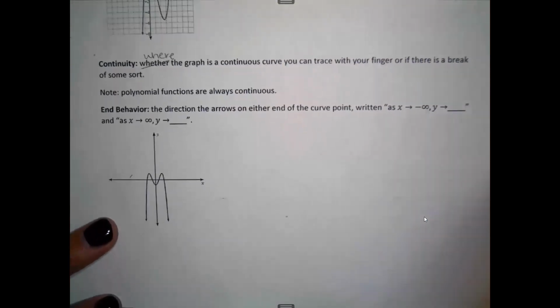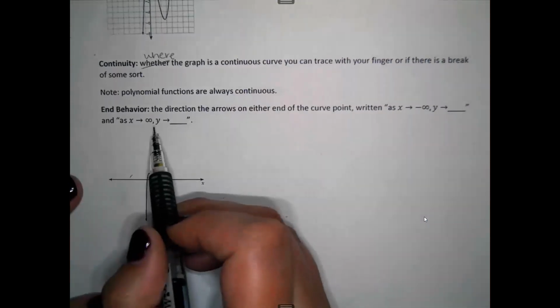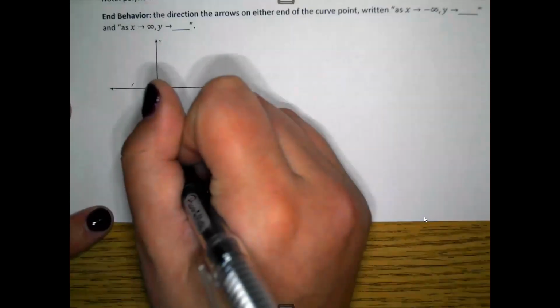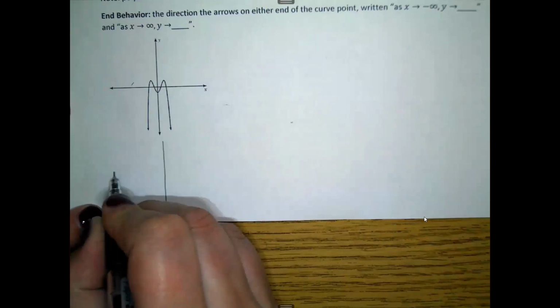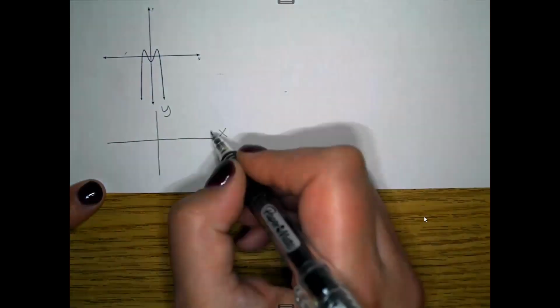All right, last is the end behavior. We're going to be talking about the arrows of the graph. And so I'm going to remind you of something so that you don't forget. When we talk about the end behavior of the graph, we have two different directions we think of the arrows going. We think of the arrows going to the left and to the right. So if an arrow goes to the left, that's a negative infinity. And if the arrow goes to the right, that's a positive infinity.